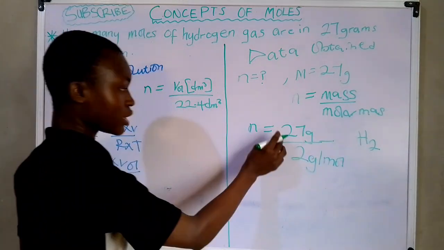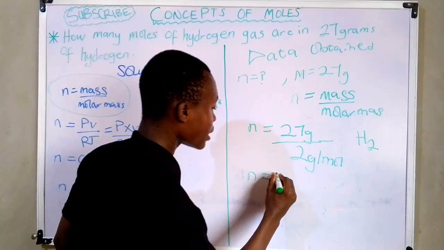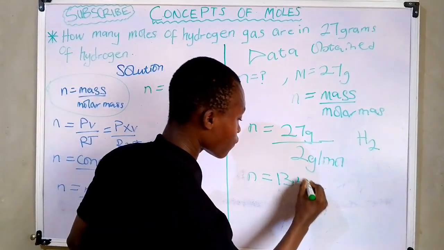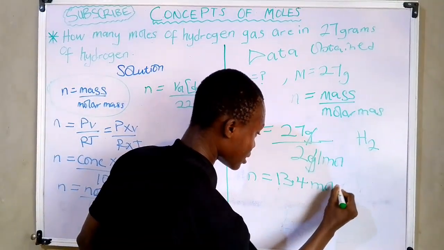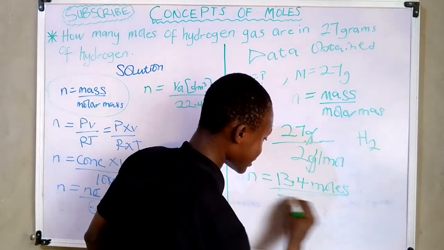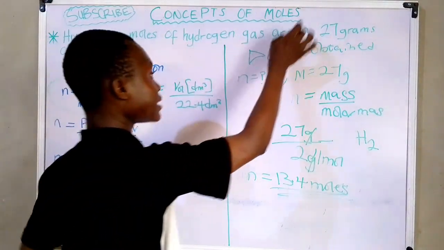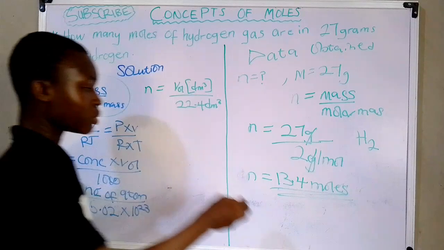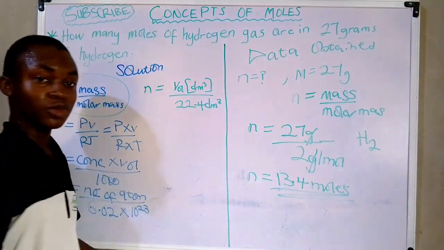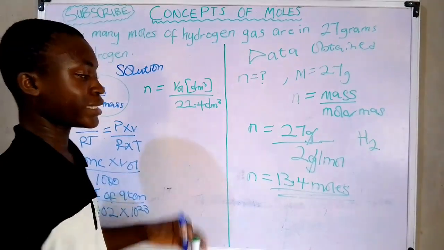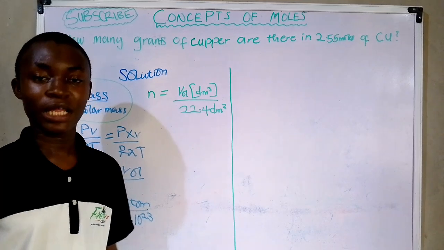Now 27 grams over 2 gives the number of moles equal to 13.5, grams cancel grams, moles. Yes, we have found the number of moles. The number of moles of hydrogen gas in 27 grams of hydrogen is 13.5 moles. That's simply the answer for this particular question. Now let's move to the next practice question.